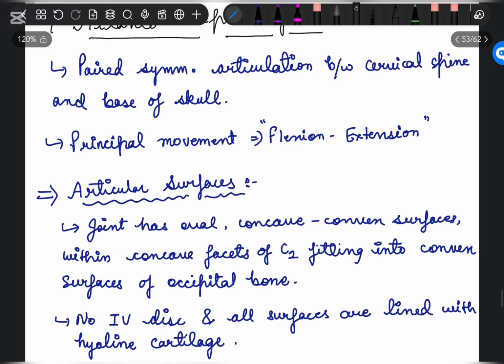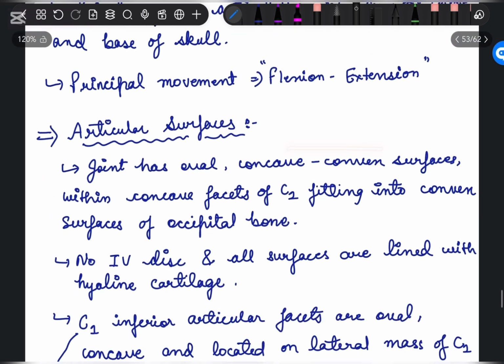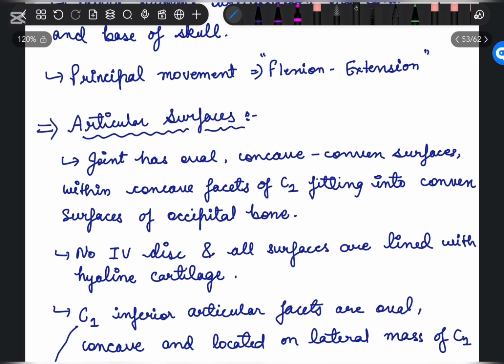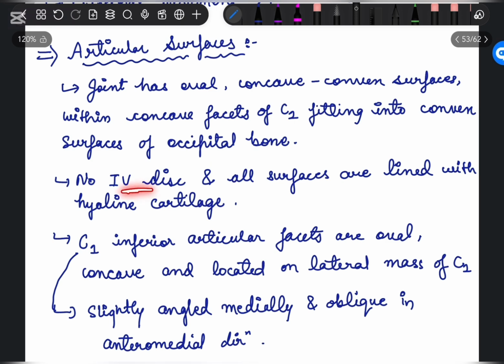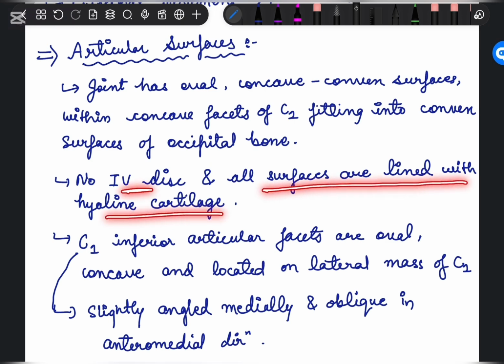The principal movement of this joint is flexion and extension. The articular surfaces have an oval, concave-convex shape, with the concave facets of C1 fitting into the convex surfaces of the occipital bone. There is no intervertebral disc, and all surfaces are lined with hyaline cartilage.